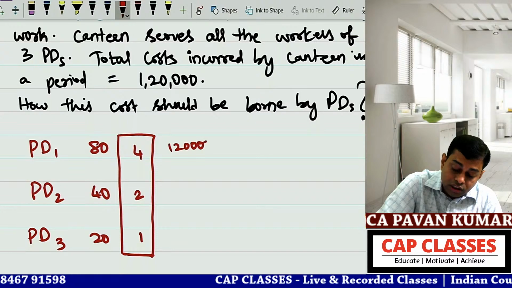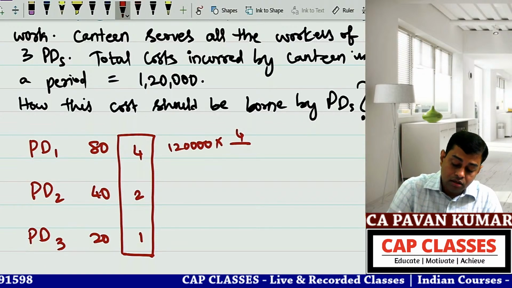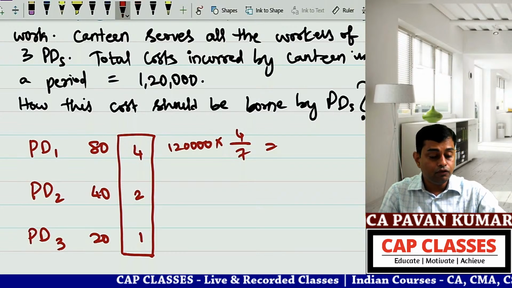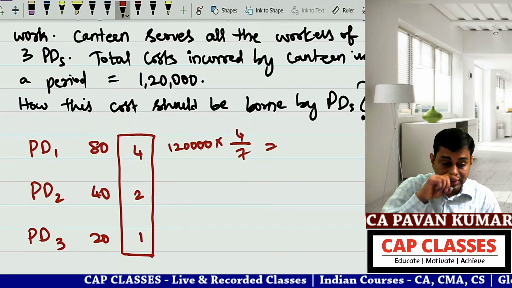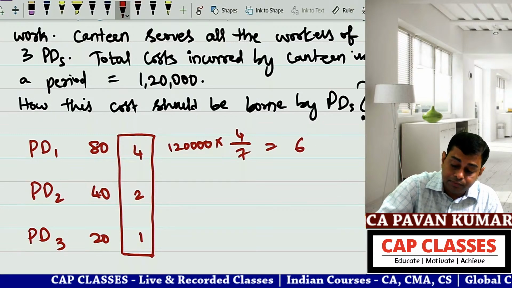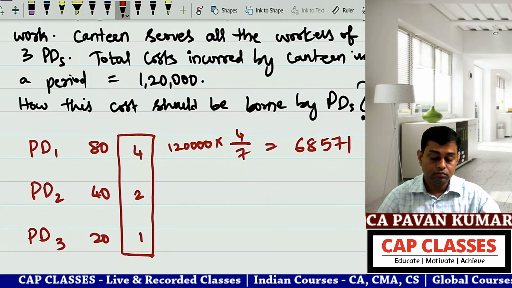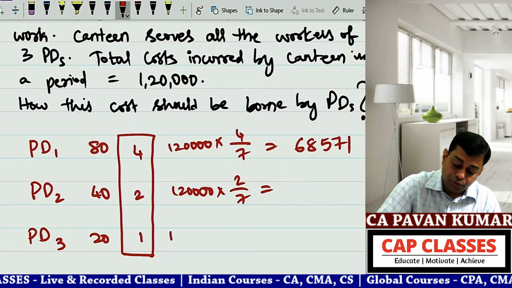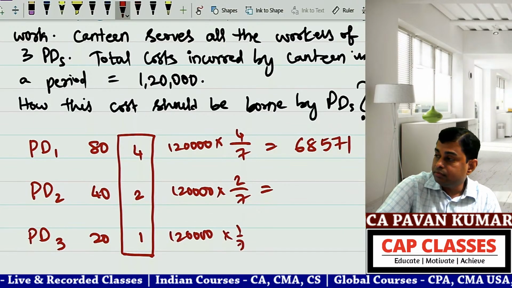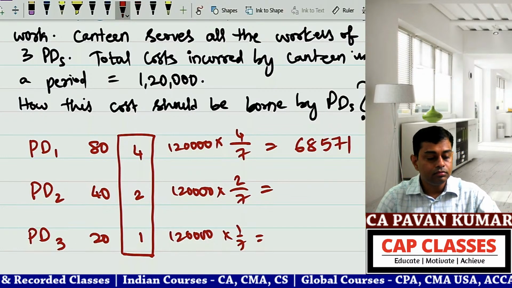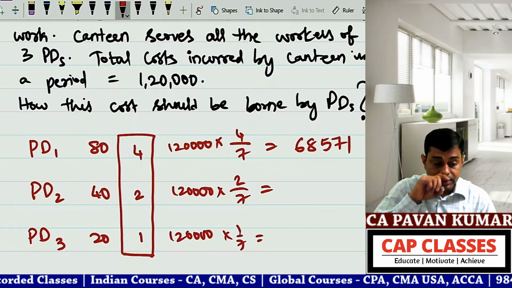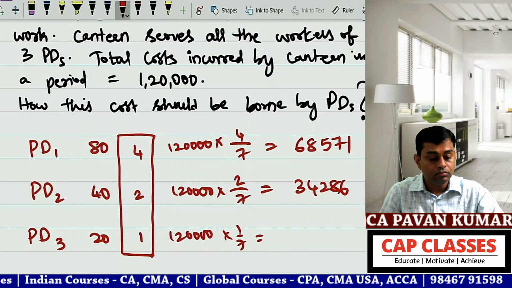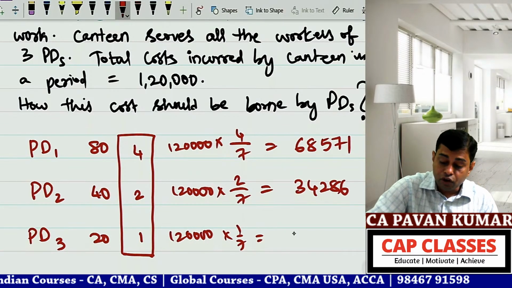So 1,20,000 into 4/7. 1,20,000 into 4 divided by 7, that is 68,571. Okay, next one, 1,20,000 into 2 by 7. Next one, 1,20,000 into 1 by 7. Second one is 34,286. Next one is 17,143.